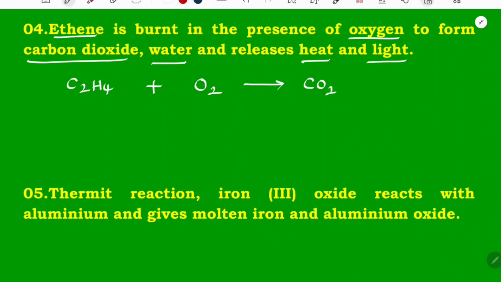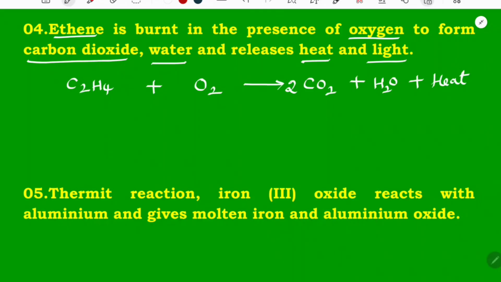Carbon dioxide and water, along with what will form? Heat. So okay, see here, how many carbons? I am just using the hit and trial method. How many carbons? 2 carbons. If I keep 2, so total how many molecules are there?